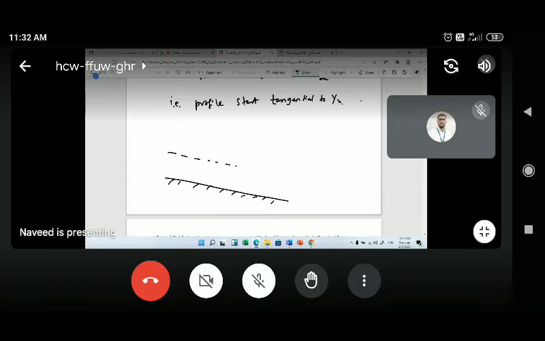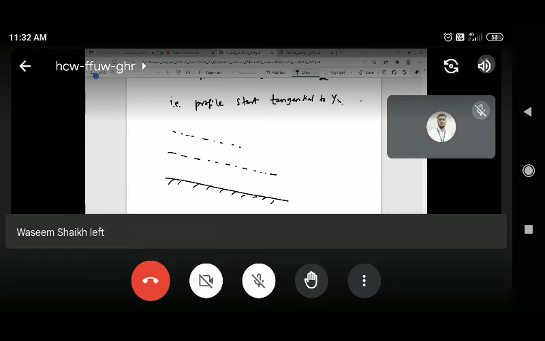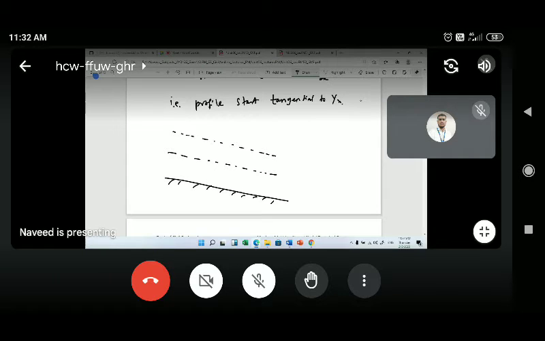This is the YC line and this is your YN line. Okay, so since the slope starts tangentially up from YN, it will come like that and it will come up to the YC.